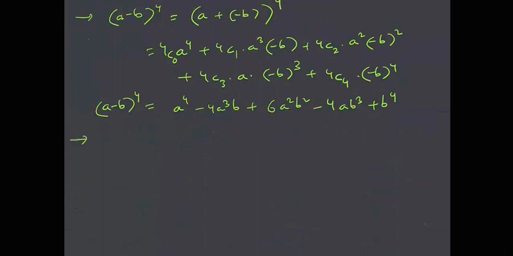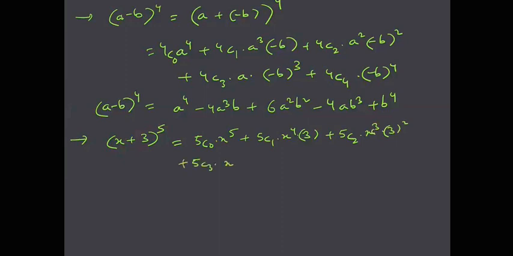Let us say if I ask you to expand (x+3)^5, then it is simply 5C0 x^5 plus 5C1 x^4 into 3. Now instead of b we have 3 and instead of a we have x. So it is (a+b)^5. So 5C0 x^5 plus 5C1 x^4 into 3 plus 5C2 x^3 into 3^2, plus 5C3 x^2 into 3^3 plus 5C4 x into 3^4 plus 5C5 into 3^5. So this is the expansion of (x+3)^5. Just a is replaced by x and b is replaced by 3.